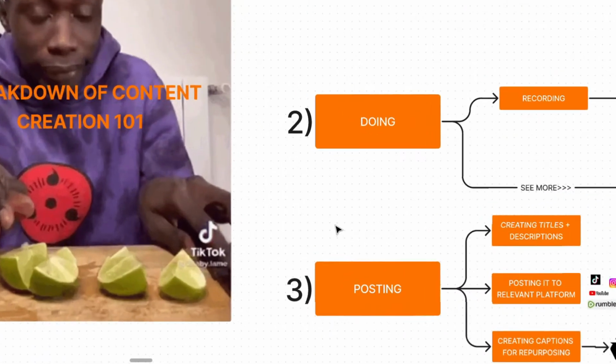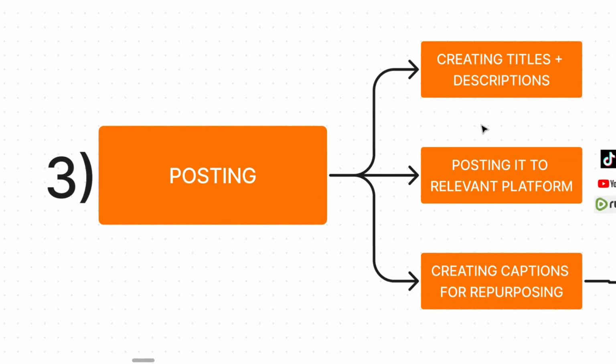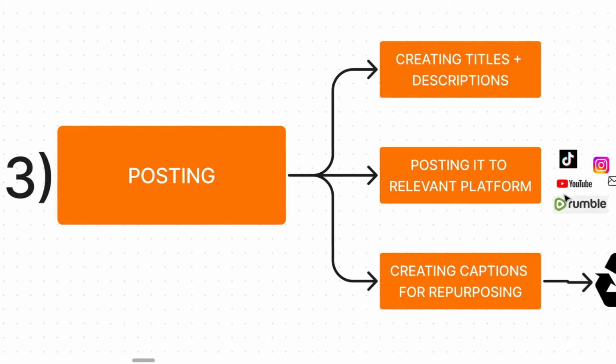And then we come to the final stage of content creation, which is the actual posting of the video. Now this includes several steps for us. So firstly, we create the titles and the descriptions if we're posting a YouTube video. Then from that, we post it to the relevant platform. So whether you're using YouTube for most people, or I don't know, Rumble if you're cancelled.